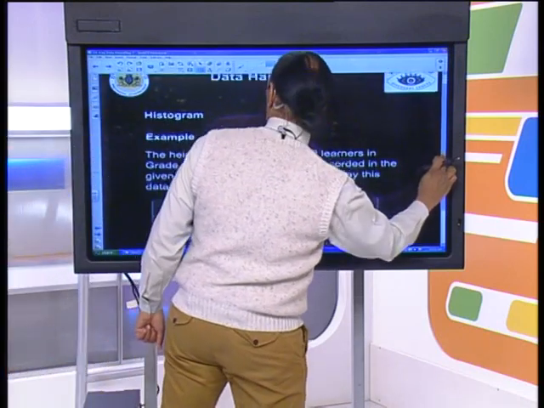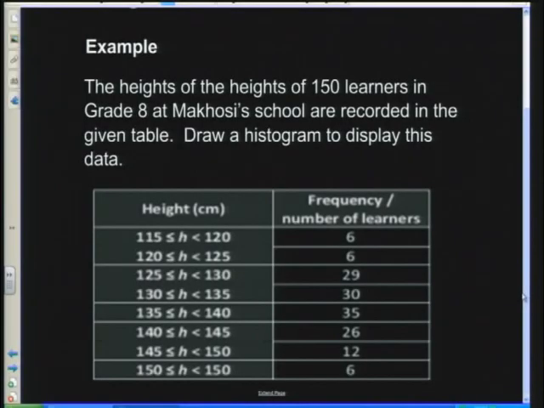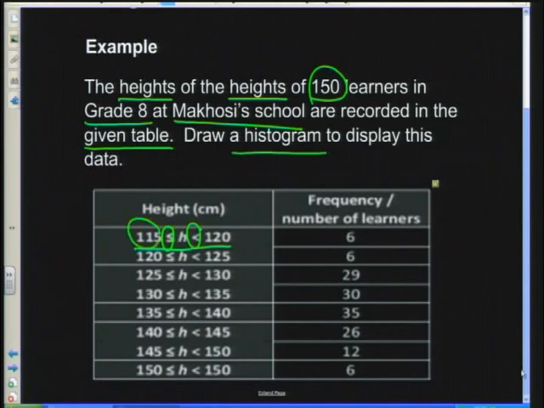Let's look at the example. The heights of 150 learners in the grade 8 class at Makosi School are recorded in the given table. You must draw a histogram. So there's your table. Now quickly, guys, these are 115 to 120. You notice there's a less than or equal sign, and there's only less than. That means 115 is included, it's part of the value, but 120 is excluded because there's no equal sign.